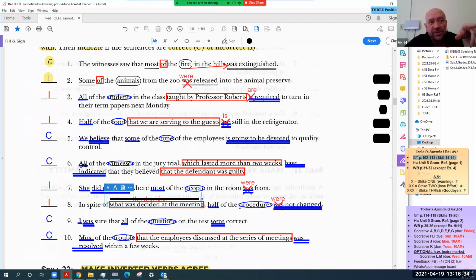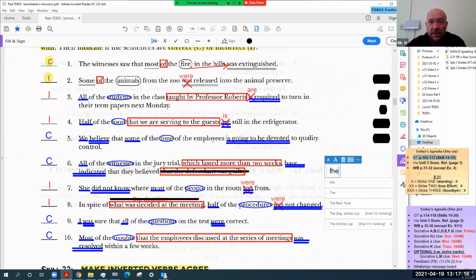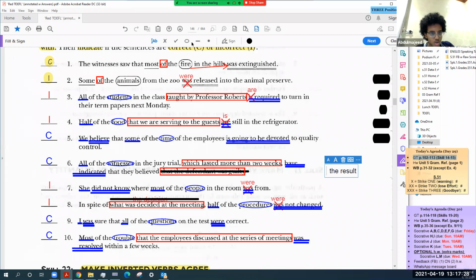What about this? Number 6, all of the witnesses in the jury trial, which lasted more than 2 weeks, have indicated that they believed. Is it an adjective clause? They believed something. They believed something. Okay. They believed. And I change it to a noun clause. So if I put a noun, maybe I will put here, they believed the result. Okay, the result. Or the outcome. Right?